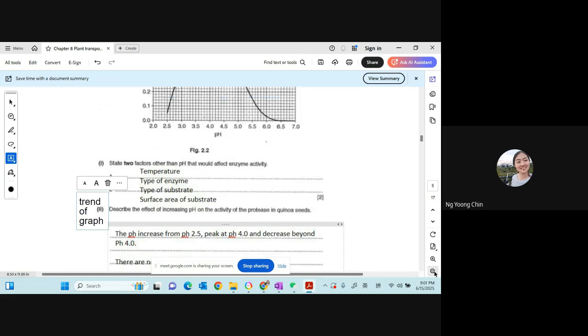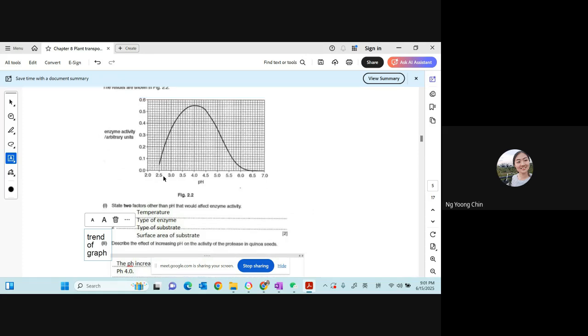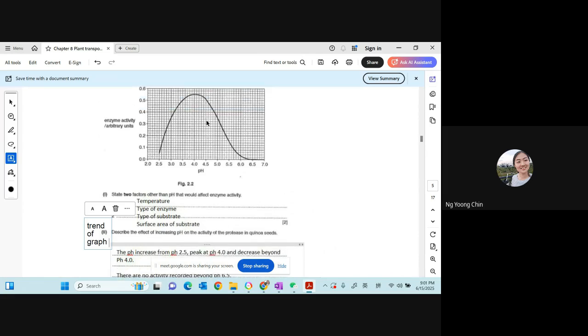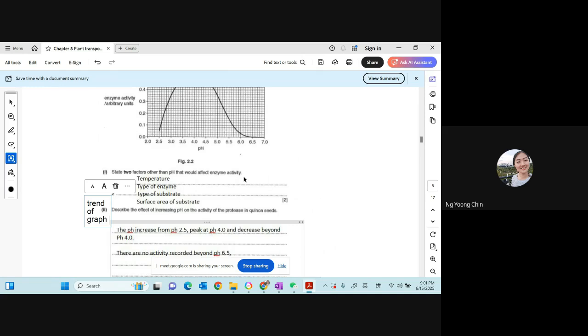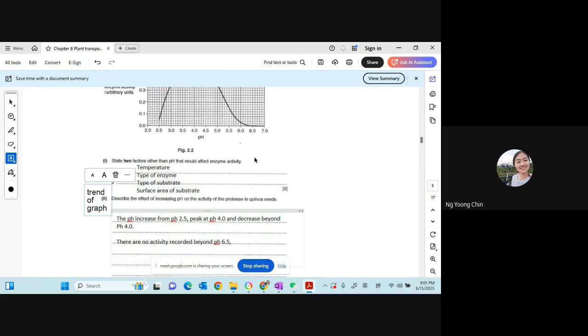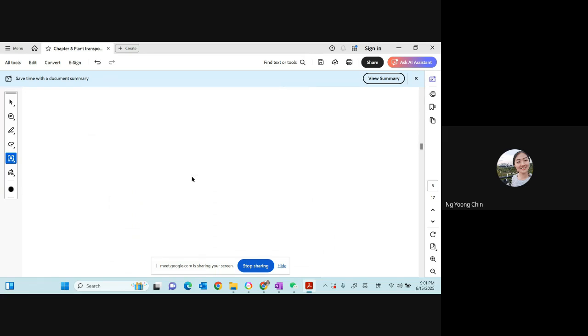You can see that the activity increases rapidly from pH 2.5 until it reaches a peak at pH 4. So it peaks at pH 4 and then decreases from pH 4.0 to 6.0, until at pH 6.5 there is no more enzyme activity recorded. So you will get the marks. You just need to describe the trend only.